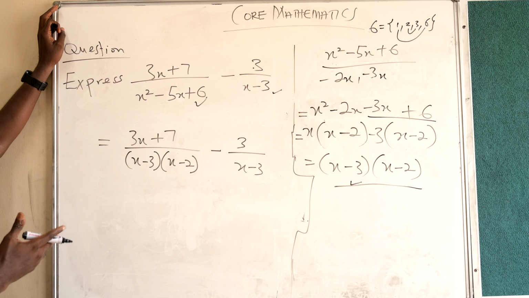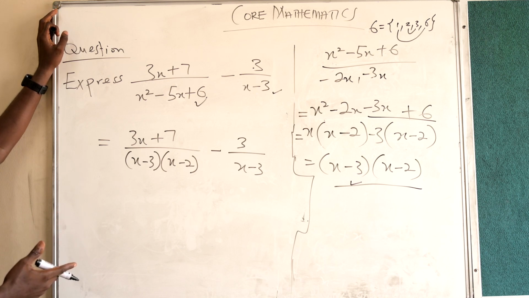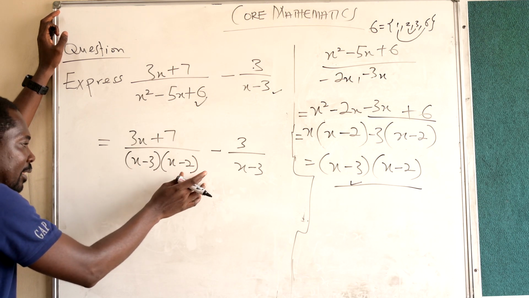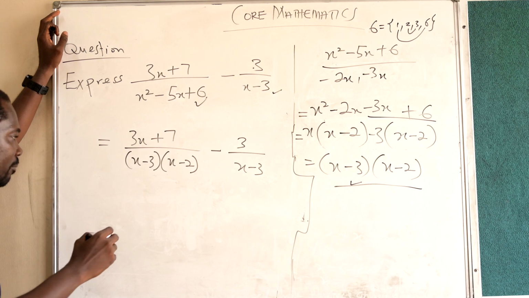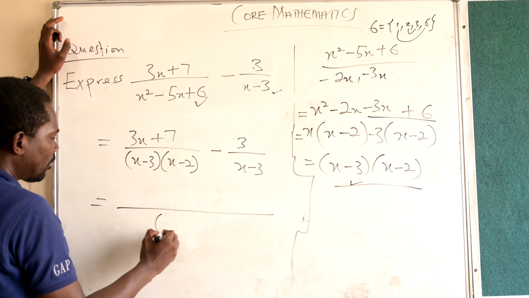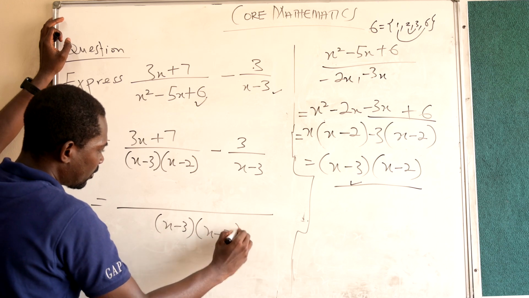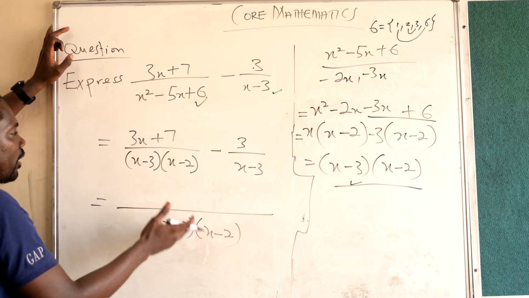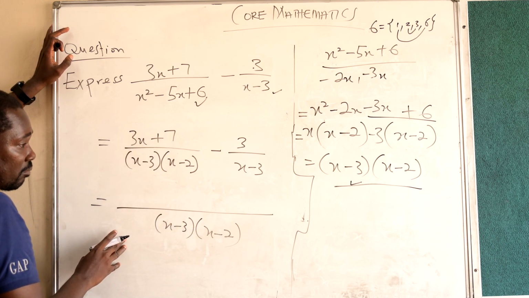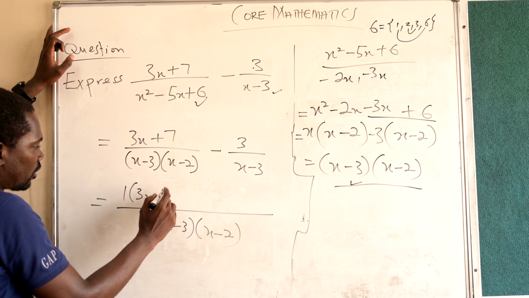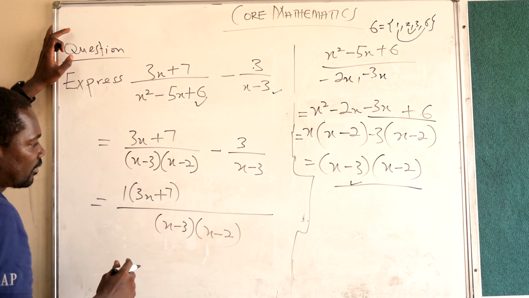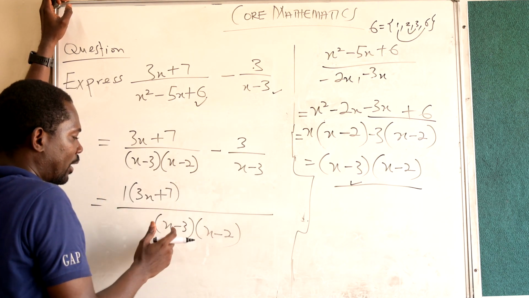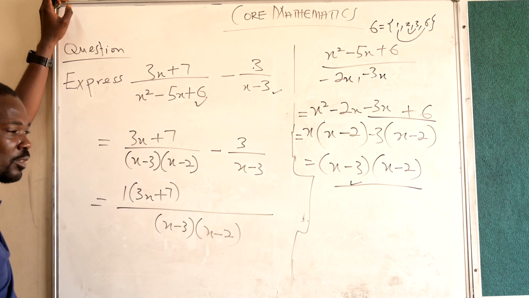Now it's easy for you to obtain the LCM. Since this is a factor here, we can choose the whole of this as our LCM. So this is how our LCM will be. It will be x minus 3 multiplying x minus 2. Now this one goes into this 1. Then 1 multiplying 3x plus 7 will still give you 3x plus 7. Now in this case, x minus 3 goes into x minus 3 times x minus 2 how many times?